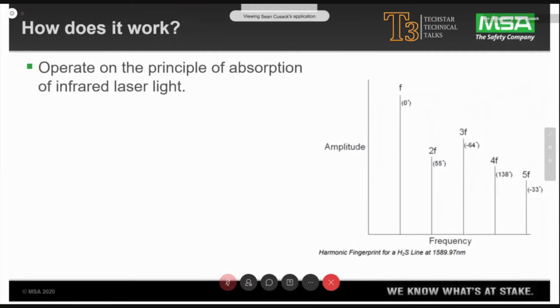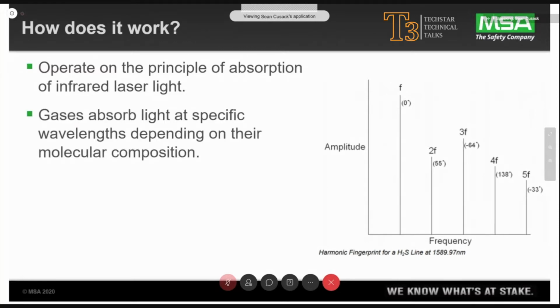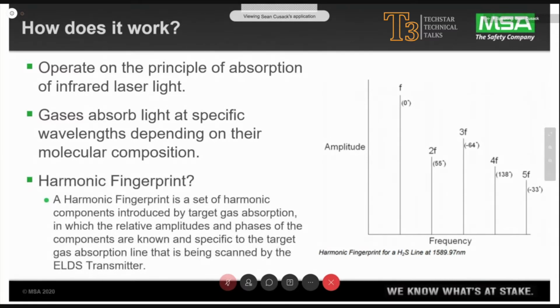How does it work? Well, it operates on the principle of absorption of infrared laser light. As I mentioned before, it's very similar to an NDIR open path or a TDL, or tunable diode laser. Gases absorb light at specific wavelengths depending on their molecular composition, and then we have a harmonic fingerprint.